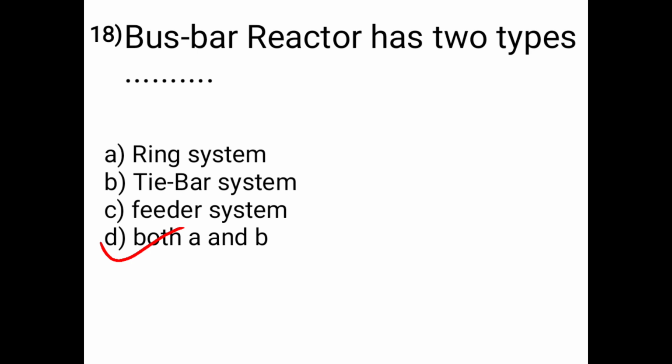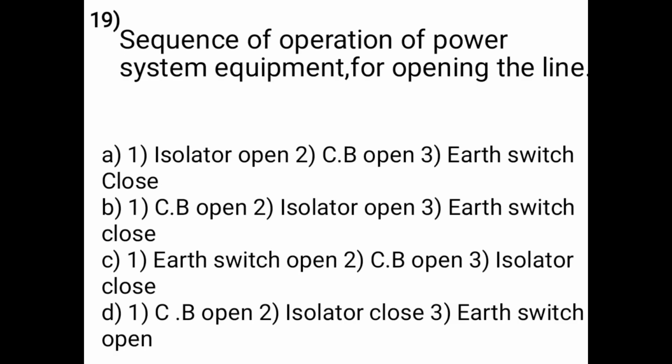Then the next question is: the sequence of operation of power system equipment for opening the line. Option A is first isolator open, then circuit breaker open, and third earth switch close. Option B is first circuit breaker open, then isolator open, and then earth switch close. Option C is earth switch open first, then circuit breaker open, and third isolator close. Option D is firstly circuit breaker open, second isolator close, and third earth switch open. The correct answer is option B.